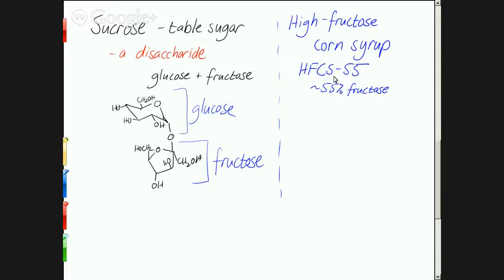So what happens in high fructose corn syrup is you take that corn syrup and you do a little bit of chemistry to break down some of the more complex carbohydrates in the corn syrup and turn them into fructose, which makes it much sweeter. So what's the point of high fructose corn syrup? Why do we use it? Yeah, it's cheap. Why is it cheap?